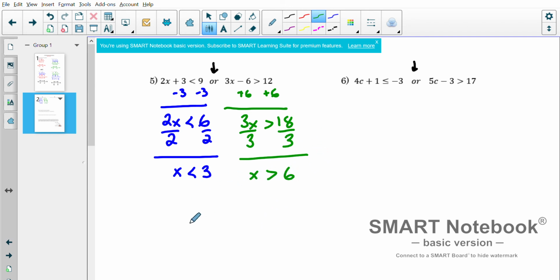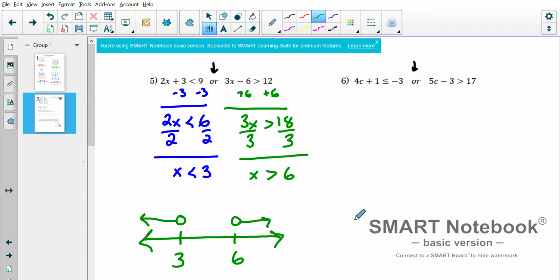Here are our 2 solutions this time. Now we're going to graph these on our number line. 3 and 6, not equal to, so they're going to be open dots. Closed side is facing 3, so x is less than 3. This one's going to go to the left. Open side facing x, so x is greater than 6. This one is going to go to the right.